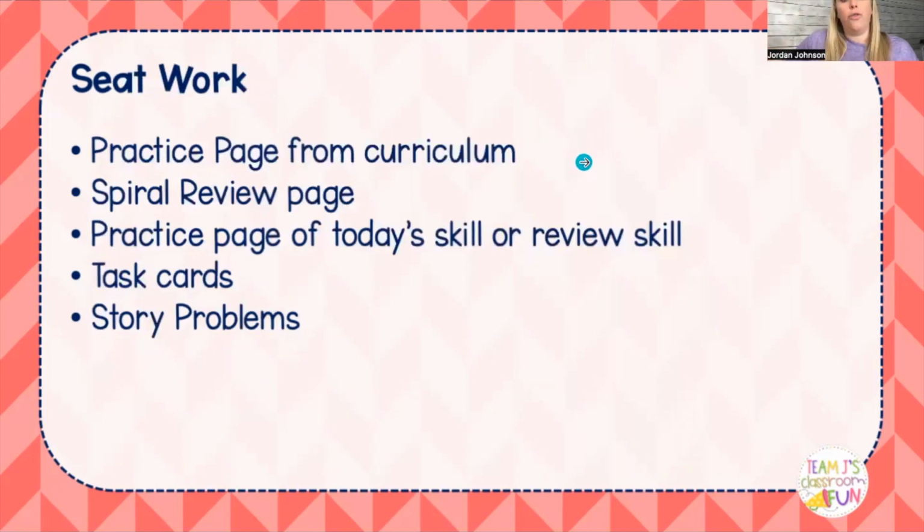For seat work, this is meant to be the independent practice is what you want to think of it as. Oftentimes I will give a paper pencil task. I'm not saying it's always paper pencil. I'm well aware it does not always have to be paper pencil, and this does not mean I'm just sitting them down in front of the workbook. But whatever skill we're working on that day that they just worked on with me in teacher time, I want them to now have independent practice that they can do on their own.